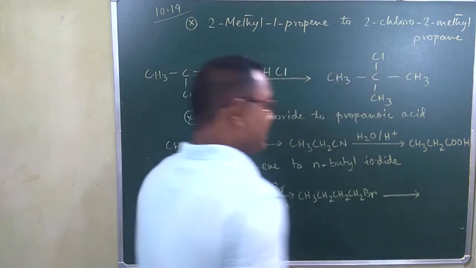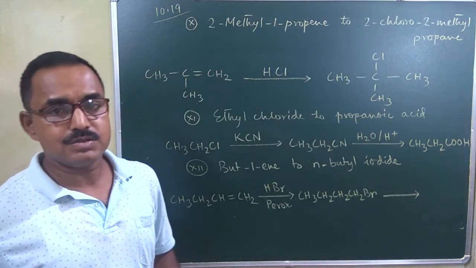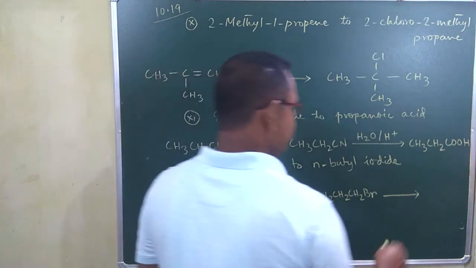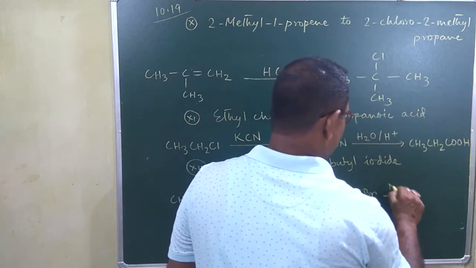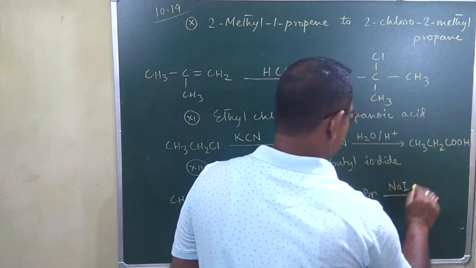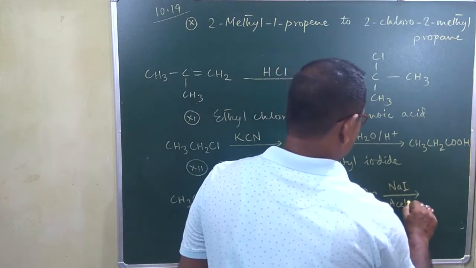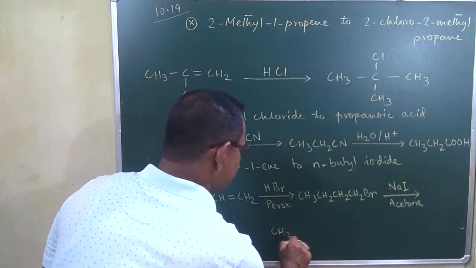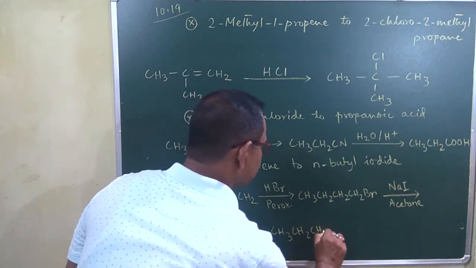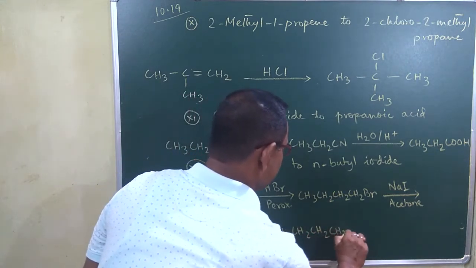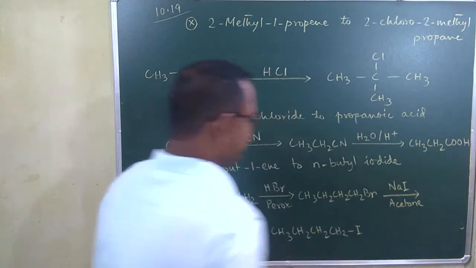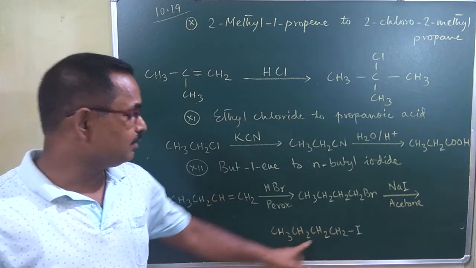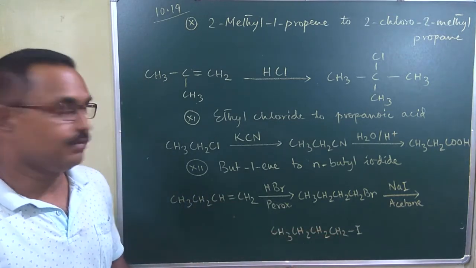Now, from any alkyl halide, we can produce alkyl iodide. How is it possible? Simple. You have to treat it with sodium iodide in acetone. In this case, you will have 1-iodobutane or n-butyl iodide.